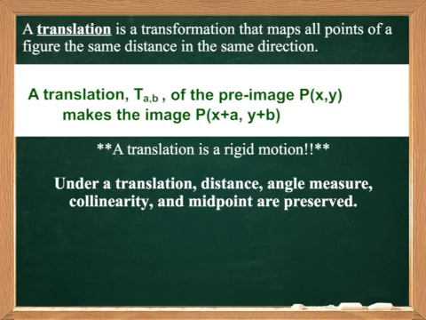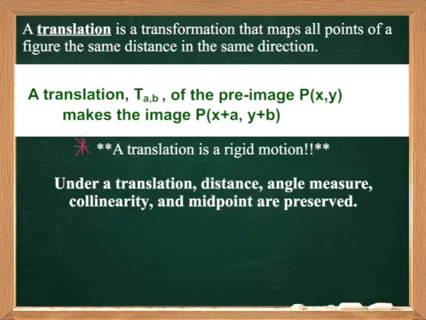Now, a translation is a transformation that maps all points of a figure the same distance in the same direction. It's usually written as capital T, A, comma, B. The A tells you how many to move the X coordinate, and the B tells you how many to move the Y coordinate. So of the pre-image P of X, Y, that makes the image P of X plus A, Y plus B. So a translation now is a rigid motion.